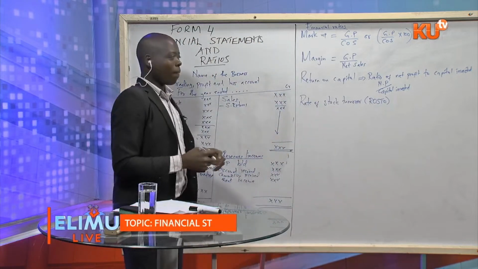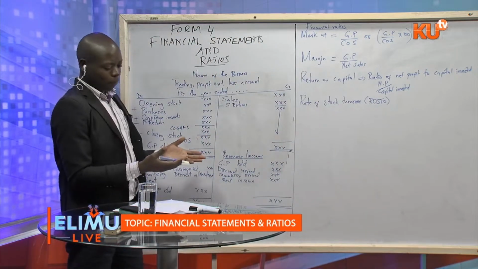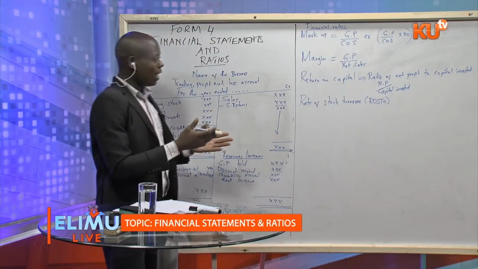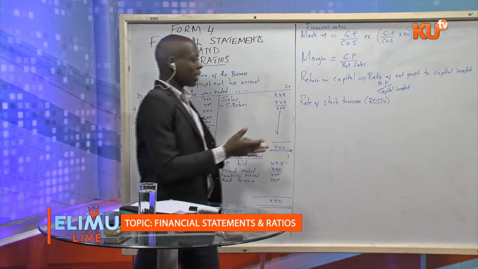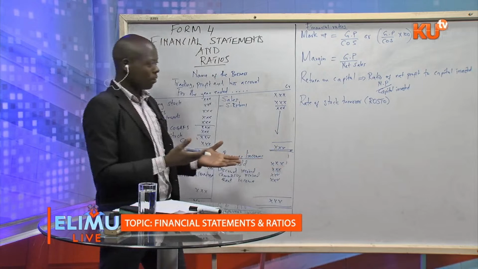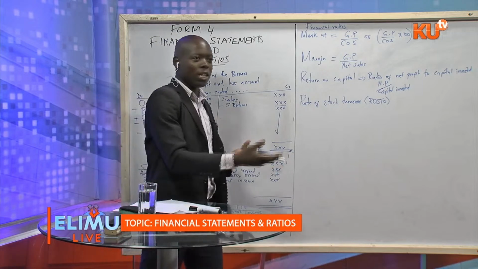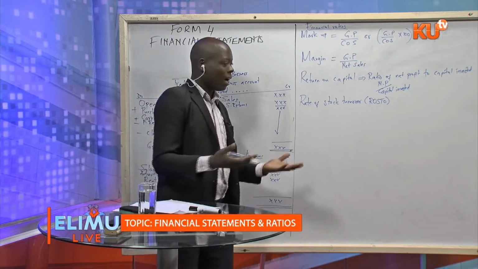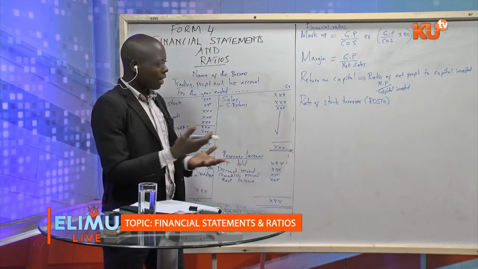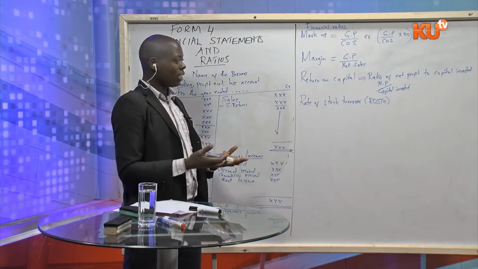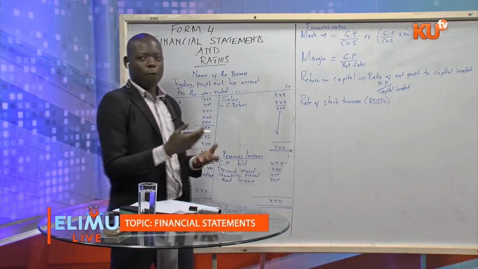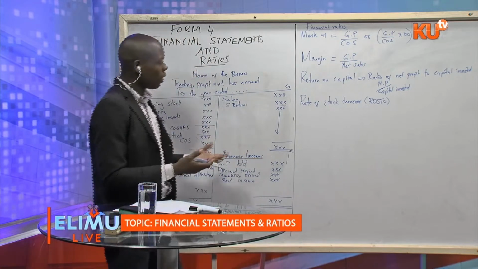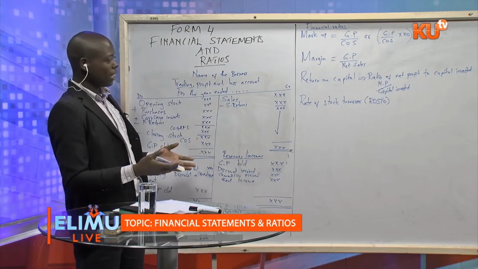Rate of stock turnover. Now, what is rate of stock turnover? This is simply the number of times stock is exchanged. How many times are you going to exchange stock within that particular period? Because remember, stock is a current asset, and the essence of having current assets is to be able to see how fast they are going to be exchanged within that particular period that you're operating.